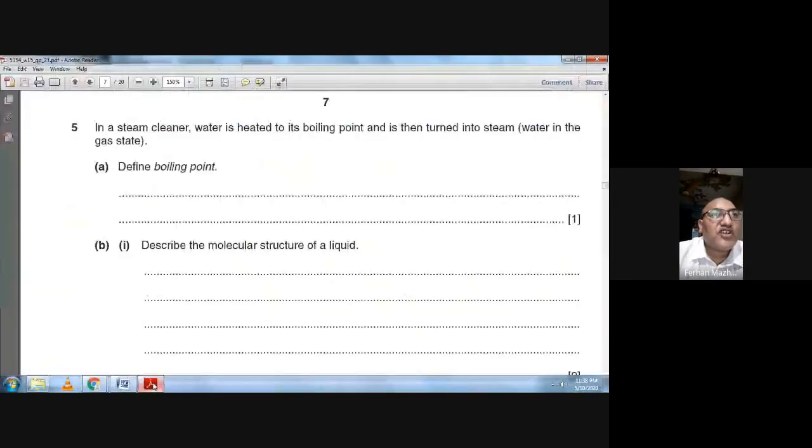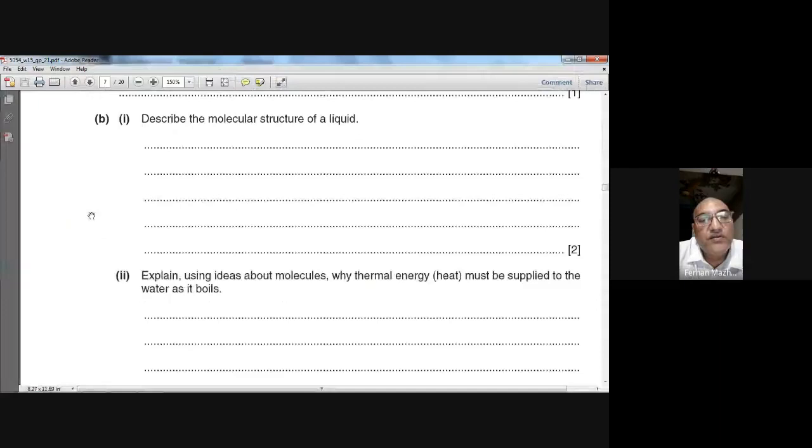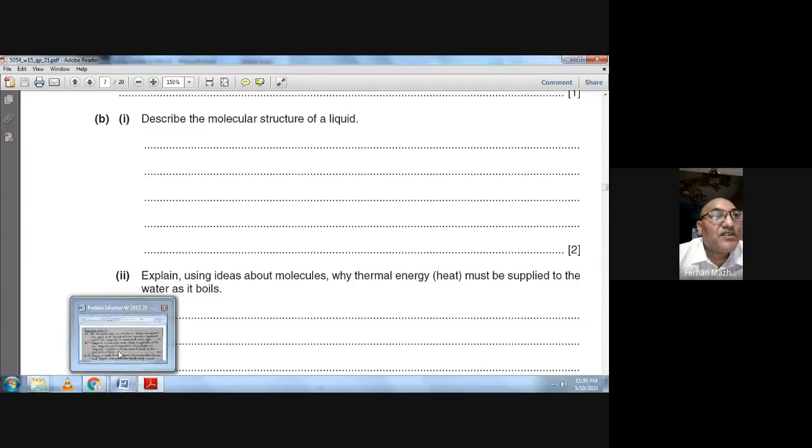Question number 5, B part. Describe the molecular structure of a liquid. So it's a 2-mark question. We have to define how the molecules are arranged in a liquid. It's a famous question of physics in O levels physics. Sometimes they will ask you what is the molecular structure of liquid. Sometimes they ask you what is the molecular structure of gas. Sometimes they ask you what is the molecular structure of solid. But this time they are asking for the molecular structure of the liquid. I have written this answer, and we can read it from there.